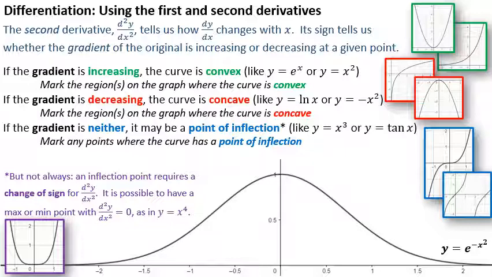So it's worth bearing in mind it's not enough just to say that a 0 value for the second derivative definitely corresponds to a point of inflection. That's not necessarily true. What does work is a change of sign. Now let's see if you found all the convex, concave, and inflection points on our graph. This is what we should find.